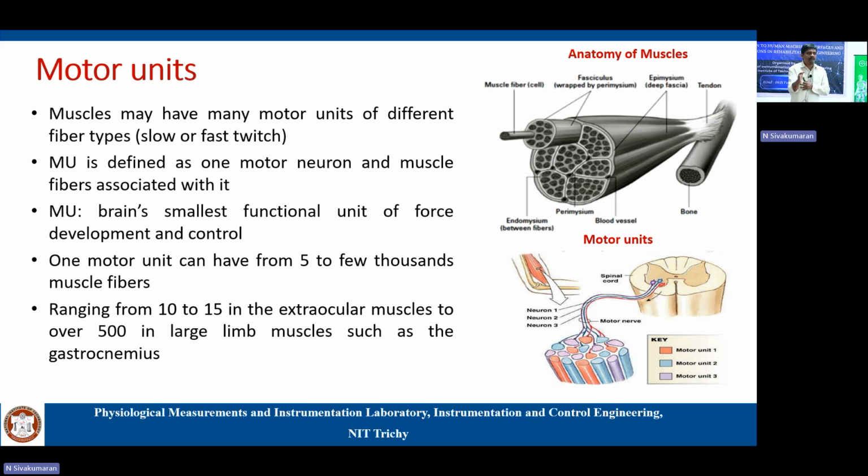Similarly, in our hand, a lot of muscles are there. We have intrinsic and extrinsic muscles, very small muscles. For an activity, a few muscles will be involved and another few muscles will not be involved. So accordingly, the EMG changes.